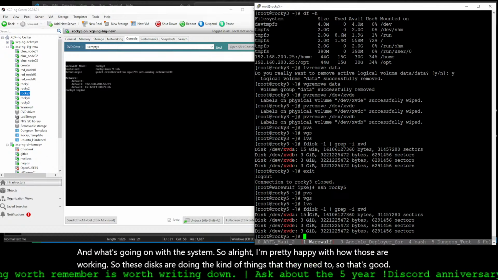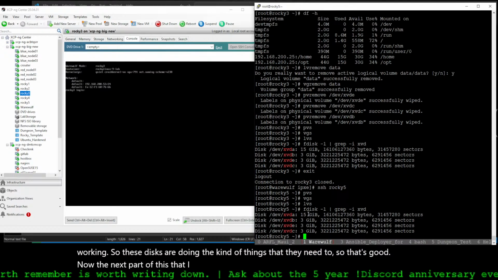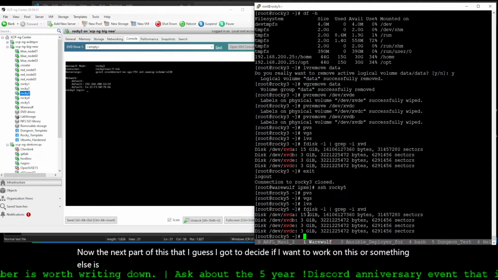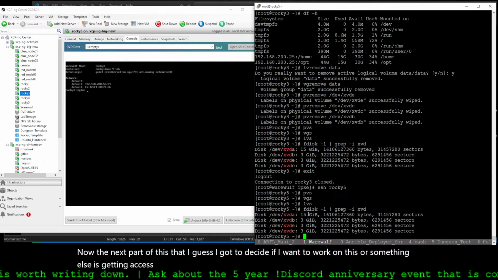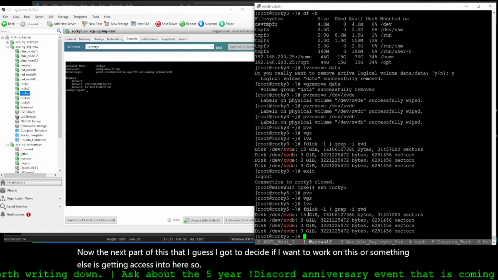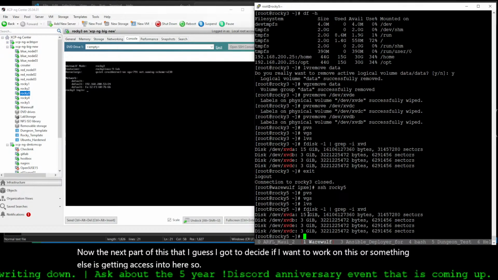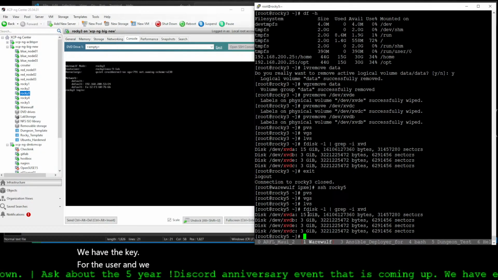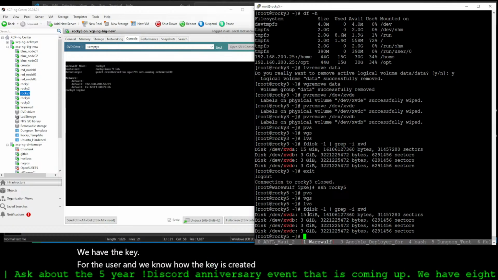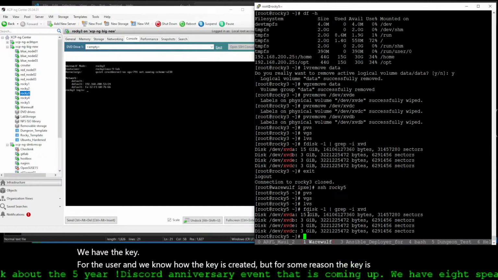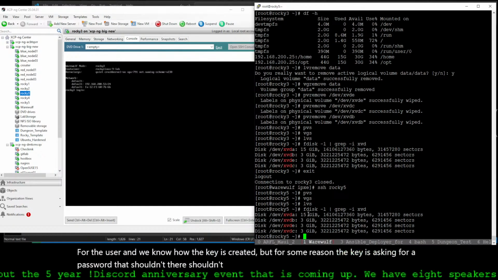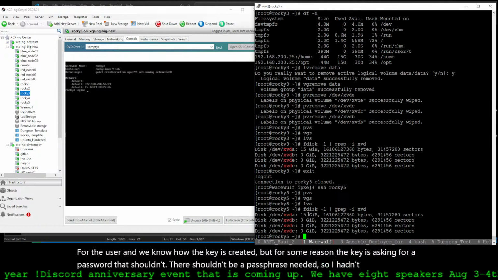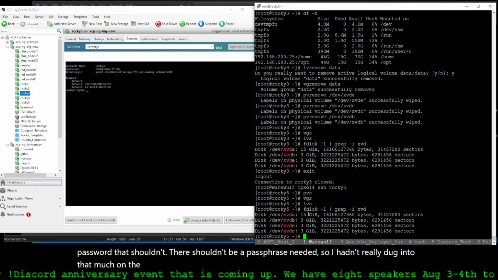Now, the next part of this that I guess I've got to decide if I want to work on, or something else, is getting access into here. So we have the key for the user, and we know how the key is created, but for some reason the key is asking for a password, and there shouldn't be a passphrase needed. I hadn't really dug into that much on the Apache Guacamole side.